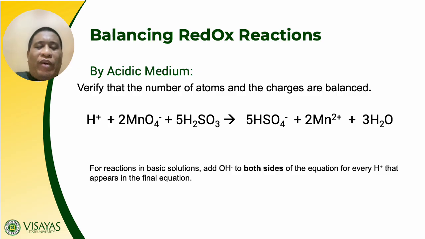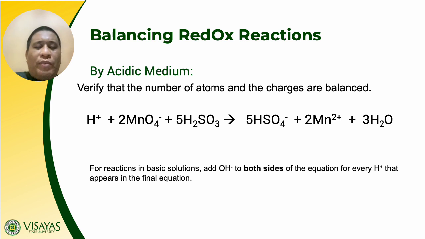For the product side, we have 5 moles of hydrogen sulfate, which is negative 1, so that's negative 5, and 2 moles of manganese 2 plus, which is positive 4. So negative 5 and positive 4 will also give a residual charge of negative 1. So that means the entire equation now is balanced. And that's for acidic medium.